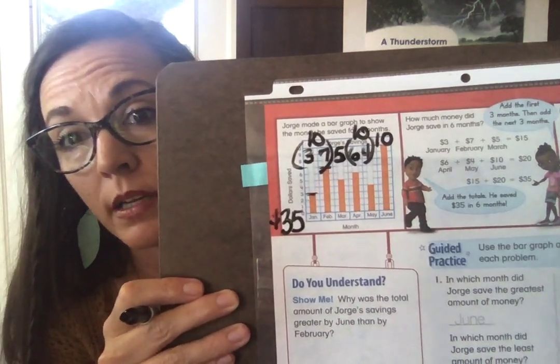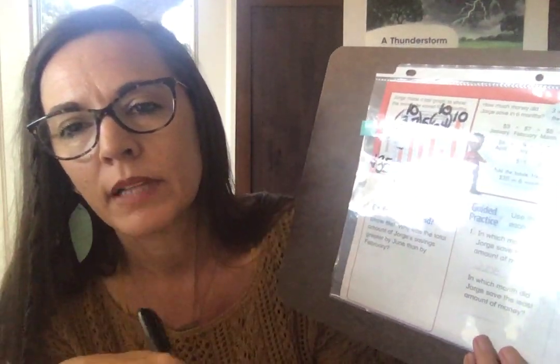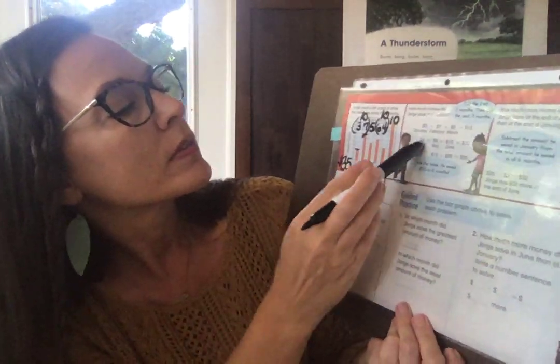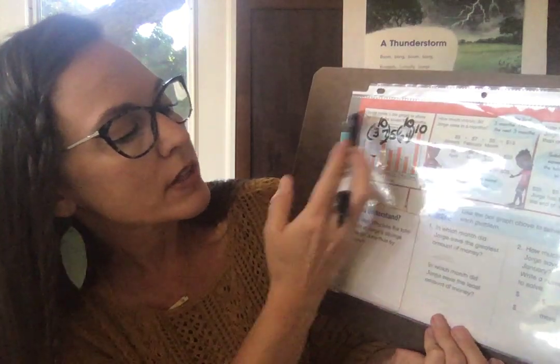Remember, the cent sign comes after, but the dollar sign comes in front. But you know what? I was getting ahead of myself because they weren't even asking me how much did he save in all. Oh, actually they did. How much money did George save in 6 months? And we found that the total amount was $35.